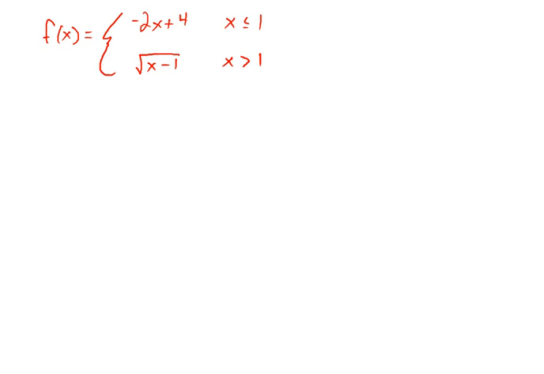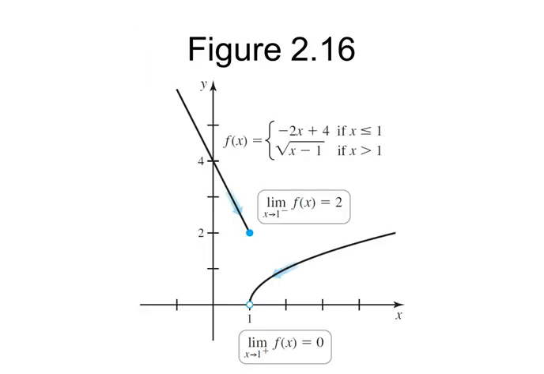Okay, if we want the limit of this function for any a values less than 1, then we just plug it in. And for any a values greater than 1, we just plug it into this part. But what about as x approaches 1? We want to know what that limit is. So let's look at the graph first and see what we have here. The graph shows a linear piece to the left and this radical piece to the right.